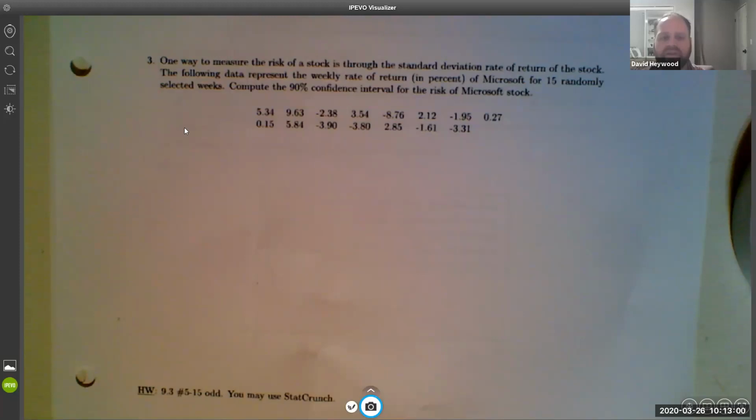Okay, so we have this data here. We want a 90% confidence interval for the risk of Microsoft stock. Well, what's the risk? The risk is the standard deviation of the rate of return, right? These are the rates of return. So we want to figure out the standard deviation, right? We want to come up with a 90% confidence interval for the standard deviation. Okay, so let's do that.